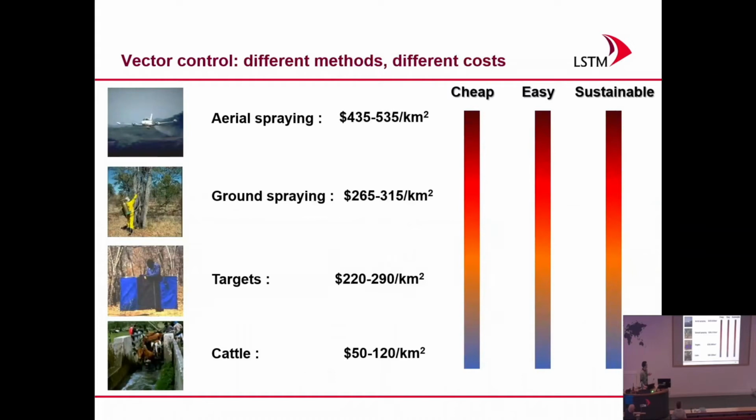And then this just shows quickly the different costs attributed to each of those vector control methods per square kilometer. So aerial spraying is up to $535 per square kilometer, whereas cattle spraying is between $50 and $120 per square kilometer.